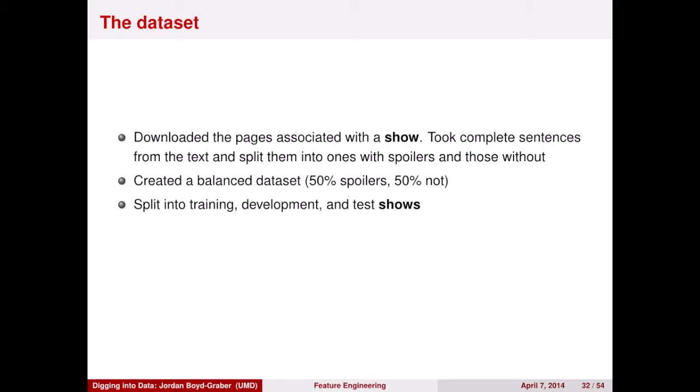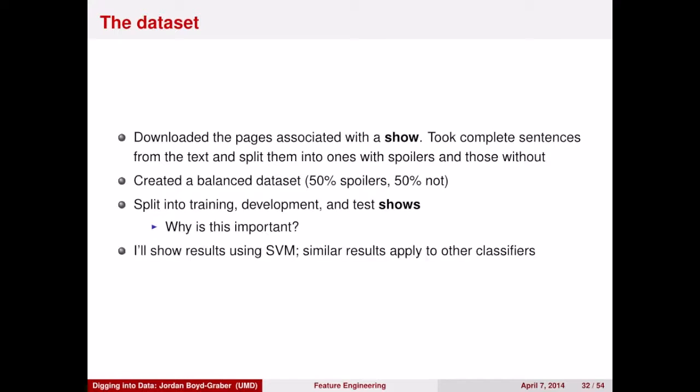We then create training, development, and test data sets. This is important because we're going to be developing new features, and we want to see how well we do on the development data, but we only test on the test data at the very end after we've figured out all of our features. If we didn't do this, we might end up overfitting, creating features that are just good for a particular data set. This is why we have the test data set in reserve until the very end. I'll show results using the support vector machine classifier, but you get similar results with other classifiers as well.